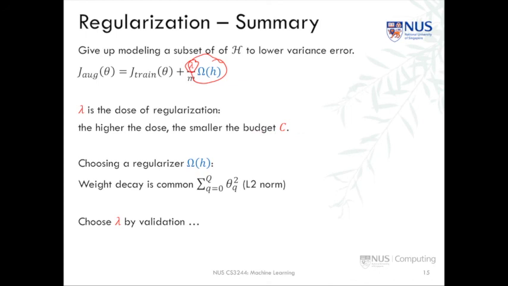We also have to choose a particular regularization function, and it should be chosen with respect to H, whatever function that we are choosing through our learning algorithm. Many times, especially in neural networks, we'll find that weight decay is common. This is called the L2 norm, where we just take the square of the weights and try to minimize that within some budget. And since we often don't know exactly how much regularization to use to set our lambda, we might choose it by validation.